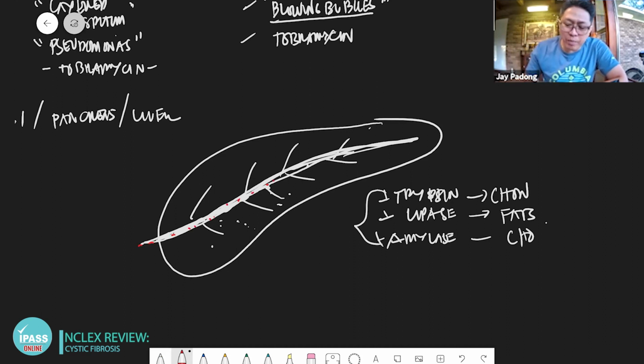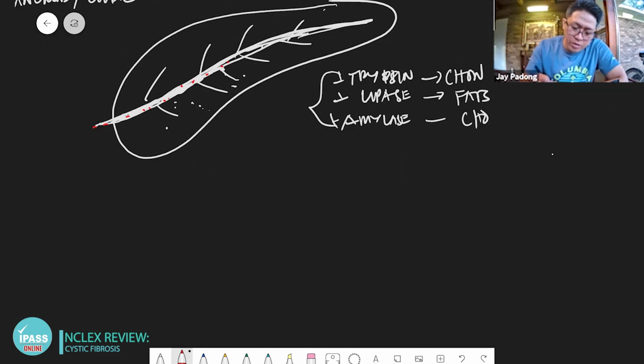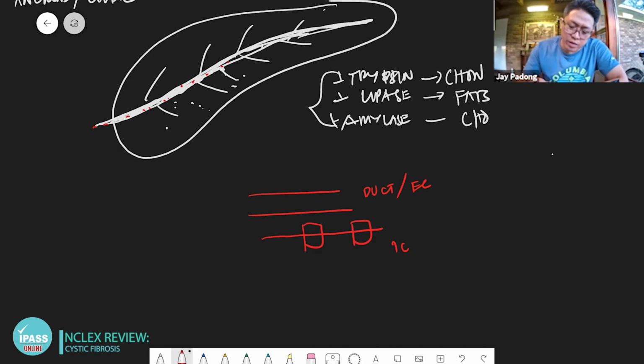What's the problem in your cystic fibrosis? The problem is like this. It's your duct, and surrounding it are your ductal cells. For example, this is your intracellular ductal cells, and this is your duct system or extracellular space. Here is the CFTR. Deletion of those particular channels, chloride and sodium. It's the same thing. What's going to happen is that it's not going to go out from there into this portion.